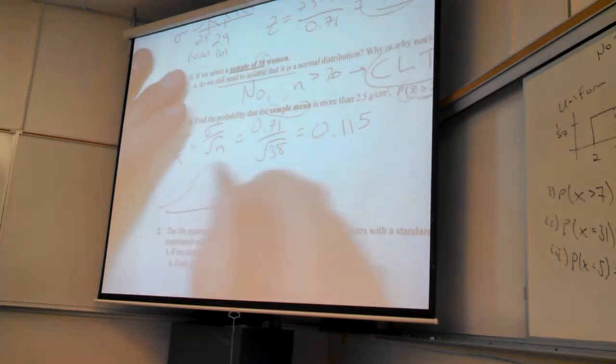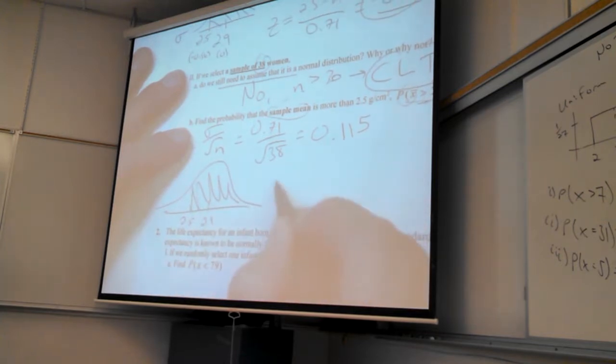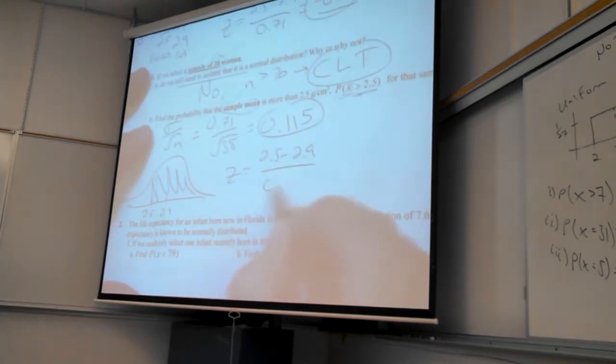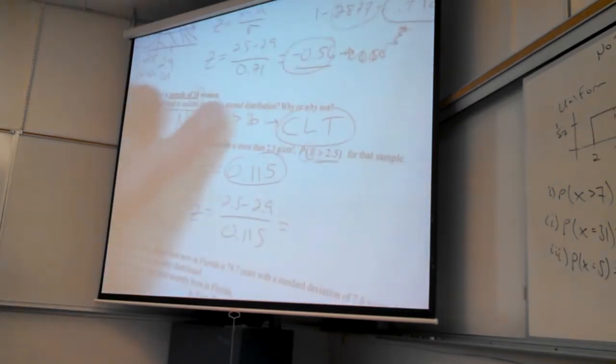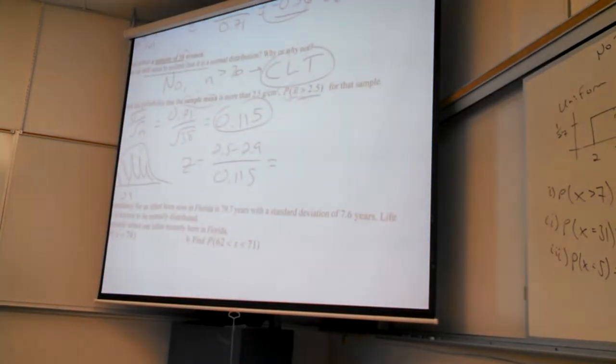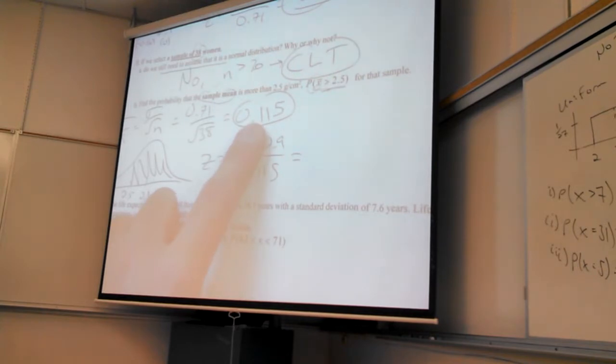So it's the same picture. You can make it skinnier if you want to, but it's the same idea. I want to know this area. So I got to change 2.5 to a z-score, but now what's changed is the standard deviation is 0.115, not 0.71 like it used to be for individuals. It took a long time for me to explain why this is true. I desperately hope you got something out of that. But at the very least, I hate to teach it this way, but the trigger is if I take a sample and I ask about the sample mean, you know you must change the standard deviation. The one for individuals won't work anymore.